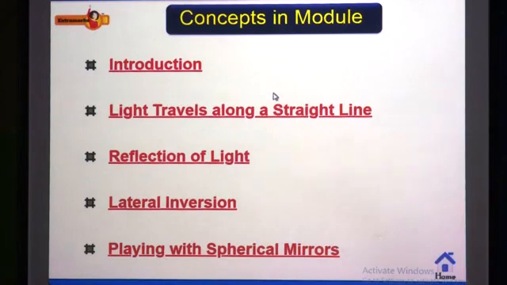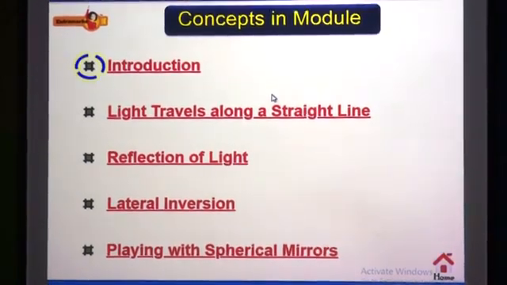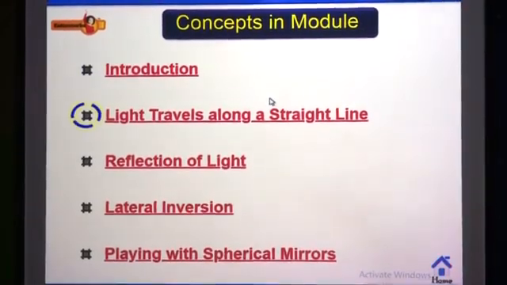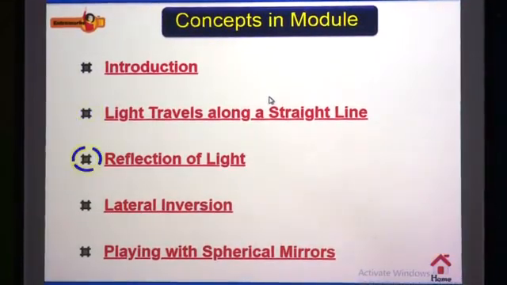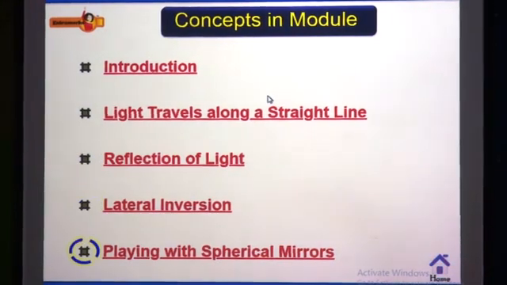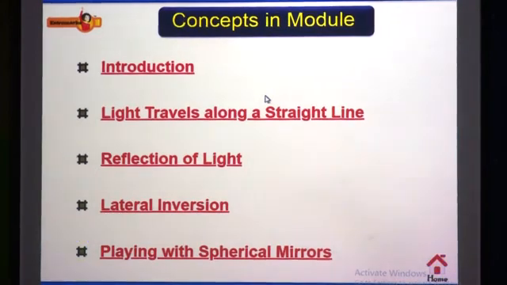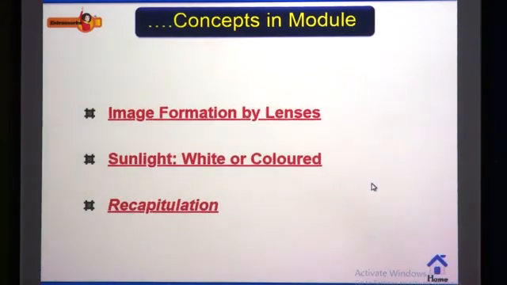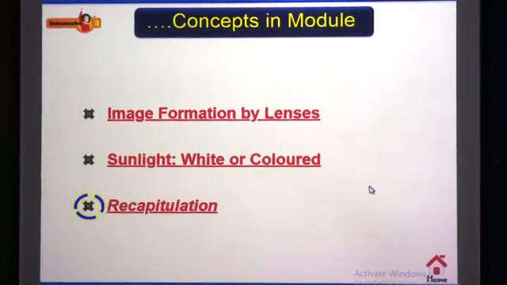So in this, the concepts in the module are: Introduction to light, light travels along a straight line. Reflection of light, lateral inversion. Playing with spherical mirrors. Image formation by lenses. Sunlight, white or colored. Recapitulation.